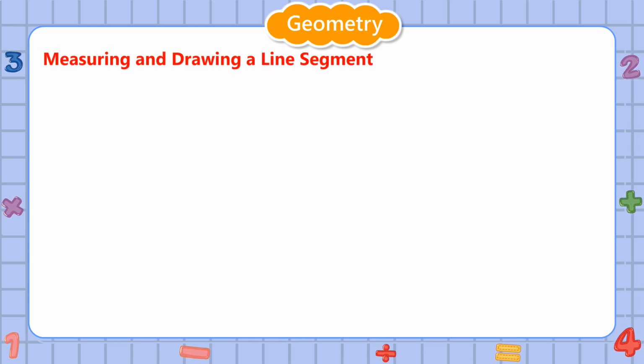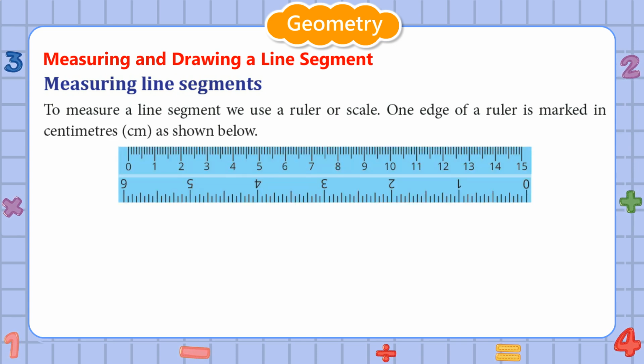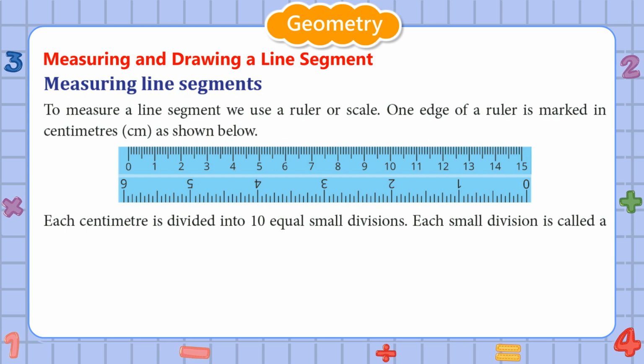Measuring and drawing a line segment. Measuring line segments. To measure a line segment, we use a ruler or scale. One edge of a ruler is marked in centimeters as shown below. Each centimeter is divided into 10 equal small divisions. Each small division is called a millimeter. Thus, 1 centimeter is equal to 10 millimeters.